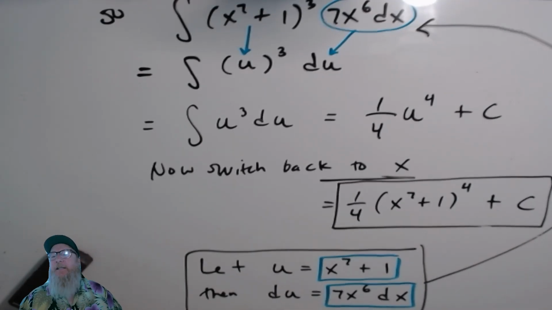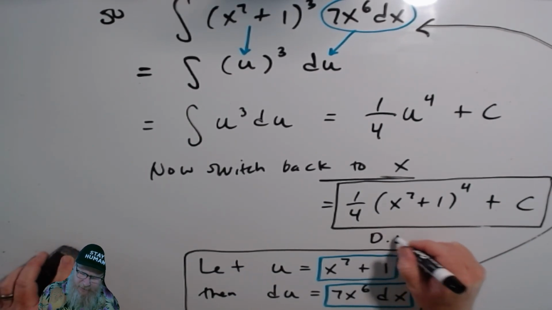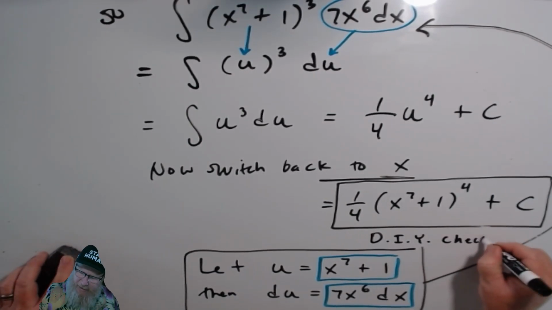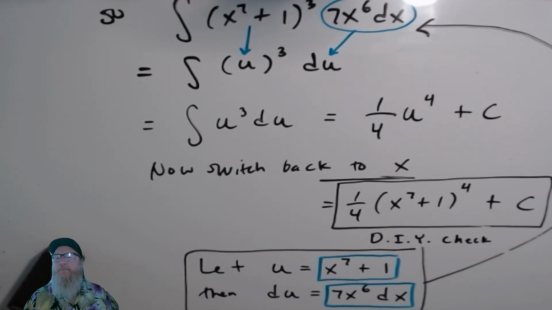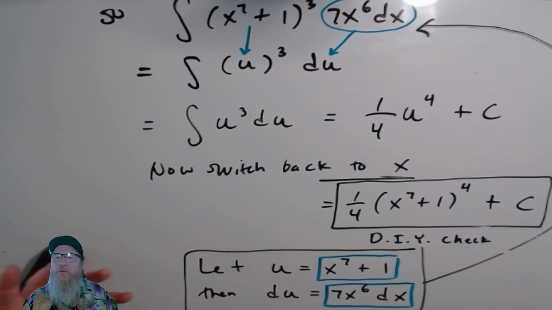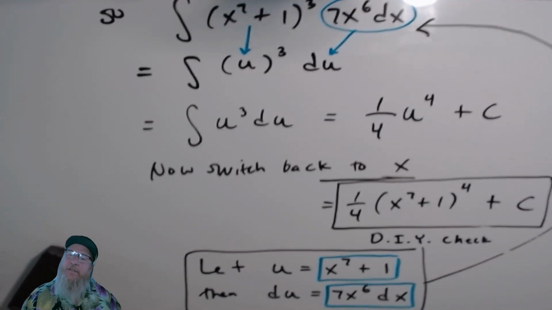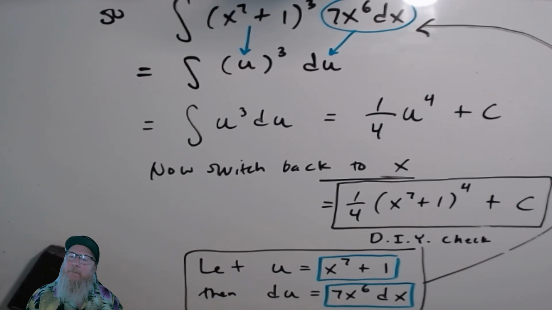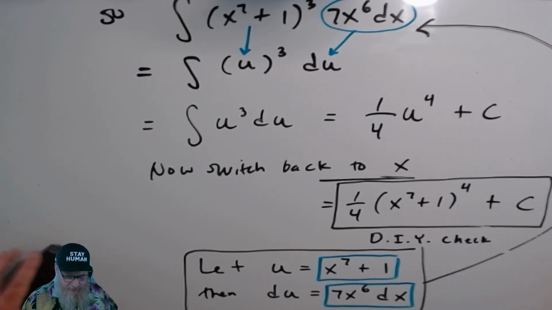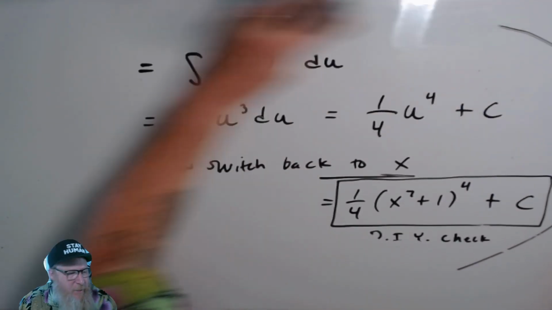You could easily check your answer. I'm not going to, but I'll say DIY, do it yourself. You could check by taking the derivative. If you took the derivative of the result, you should get back the original problem, right? The original integrand. So that's u substitution. All right. A lot more examples to do, so let's go ahead and get started.